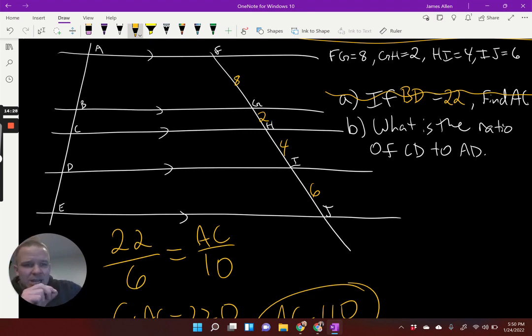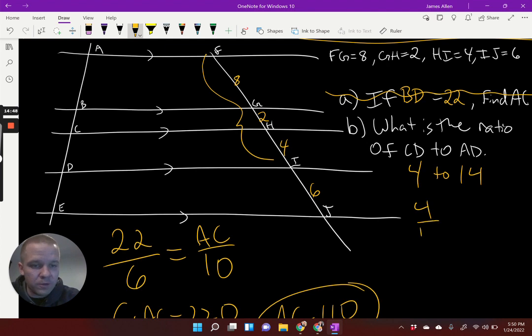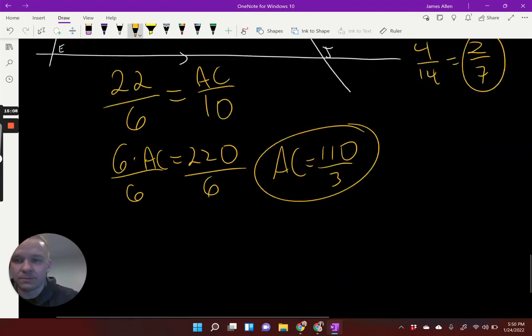So for CD to AD, well, I don't even have any lengths over there, but I do know that CD would correspond to HI, so that's 4, and then AD would be 8 plus 2 plus 4, this whole thing, which is 14. So 4 to 14, which is 2 to 7. I know they're going to be proportional, so even though I don't know the lengths, they're all going to be like 4 to 14 or maybe 8 to 28, whatever, okay? But they're going to be at that ratio of 2 to 7. I just used the sides that were across from them based on my side splitter theorem.